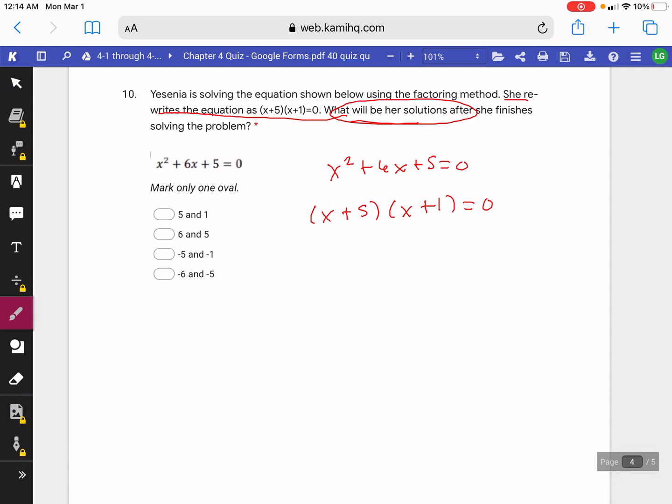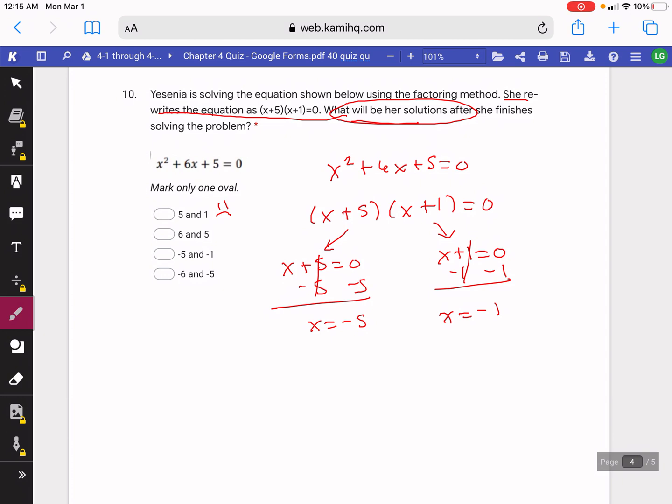So a lot of students missed it because they put 5 and 1. But here we had to set each factor equal to 0 in order to solve. So here we would do minus 5. So our solution is negative 5. And here we would subtract 1. So our solution is negative 1. So the two solutions would be negative 5 and negative 1.